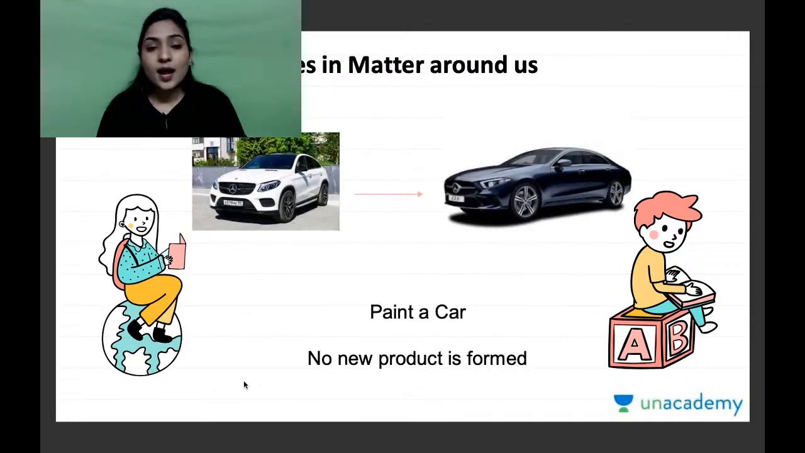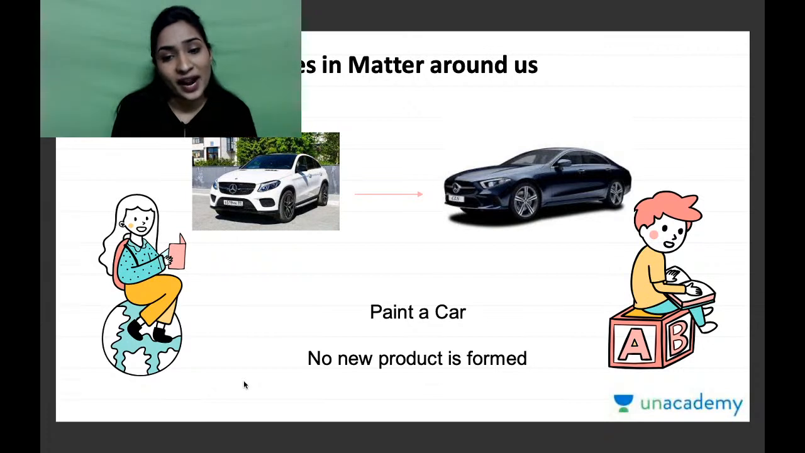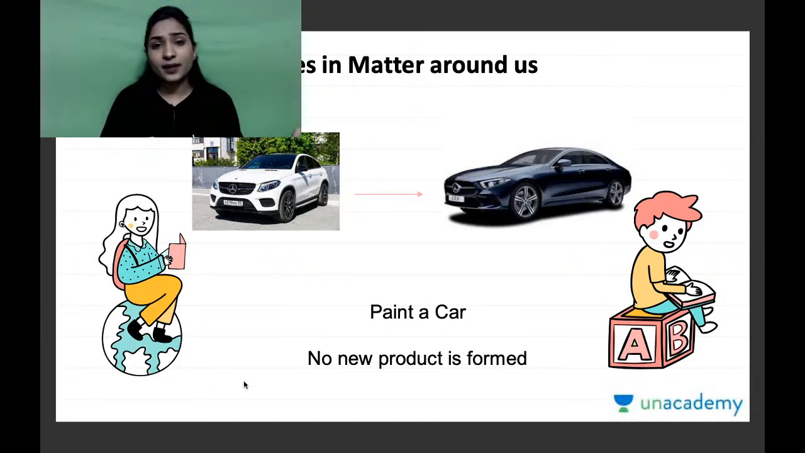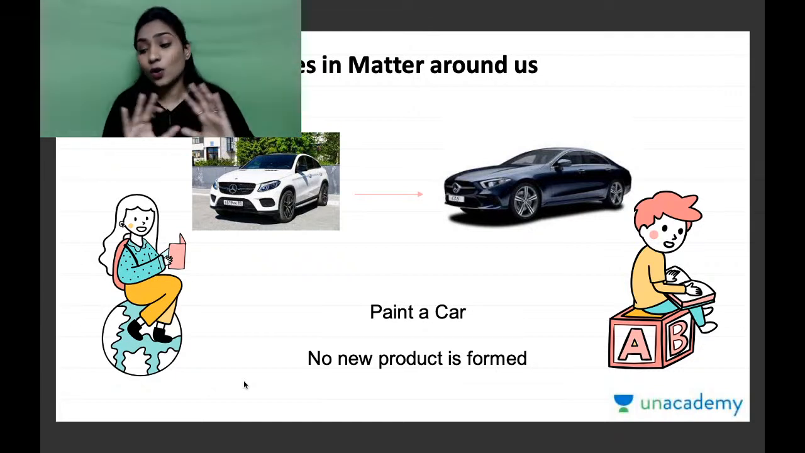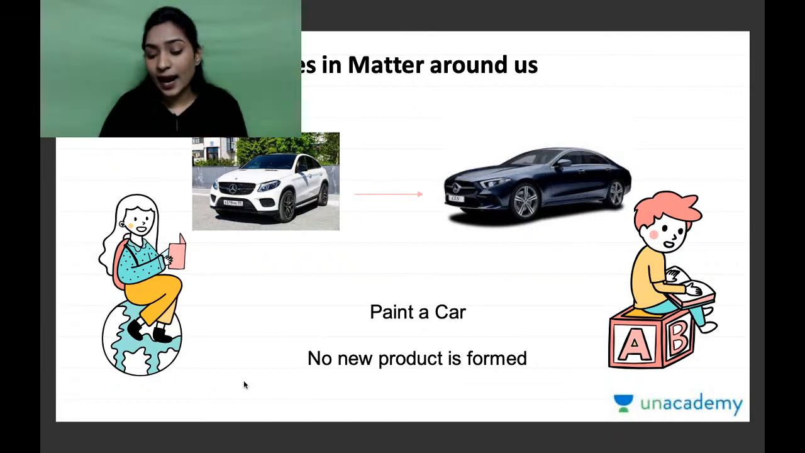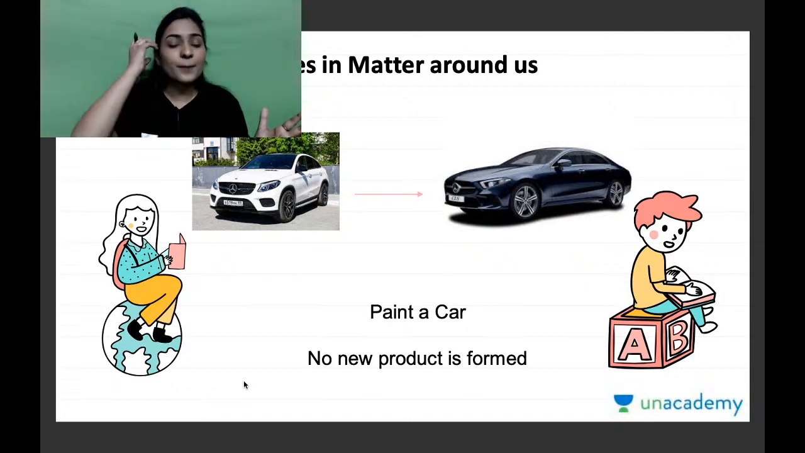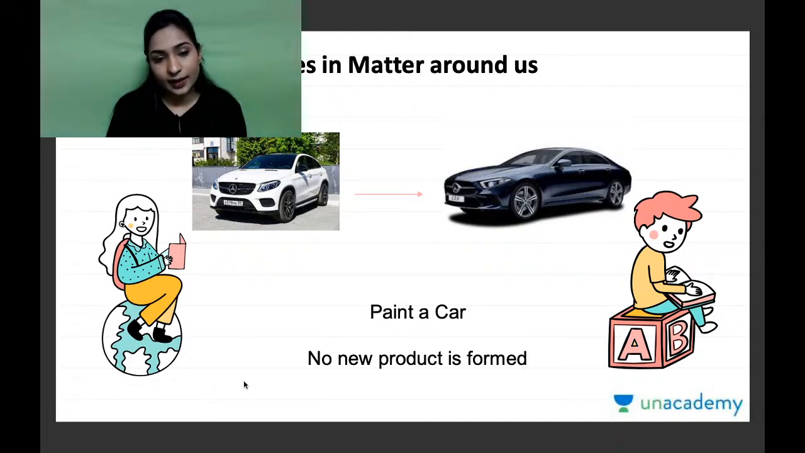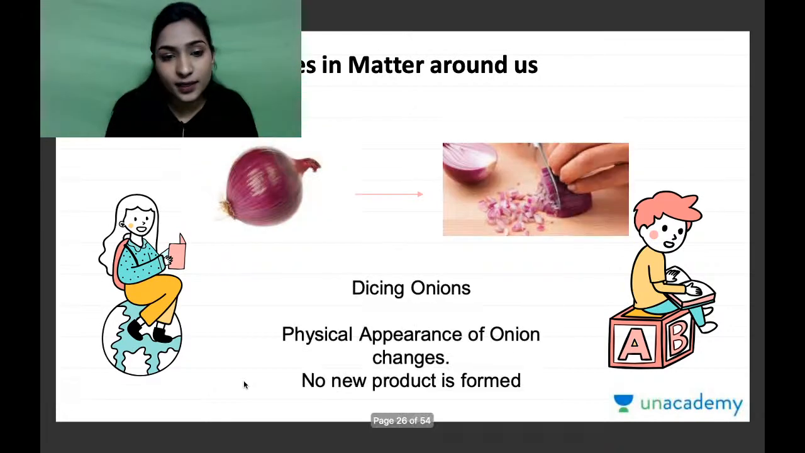Next, now let us analyze something. जब मैंने कार को पेंट किया, when I painted the car from white to blue, did any new product get formed? क्या मैंने कोई नया गाड़ी खरीदा था उस समय? क्या गाड़ी अपने आप नई बन गई? नहीं. हाँ, नया लुक आ गया उसमें, बट क्या गाड़ी नई बन गई? नहीं, गाड़ी तो वही थी, खाली कलर चेंज किया मैंने.